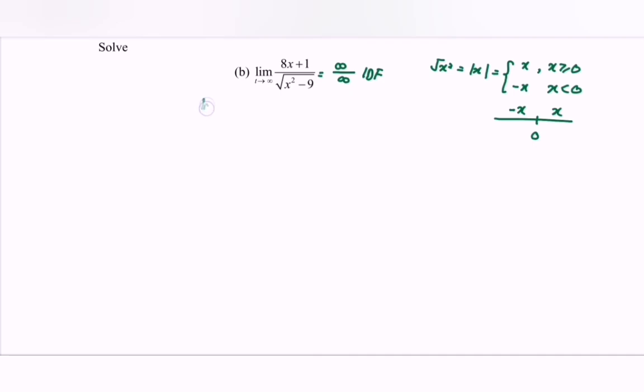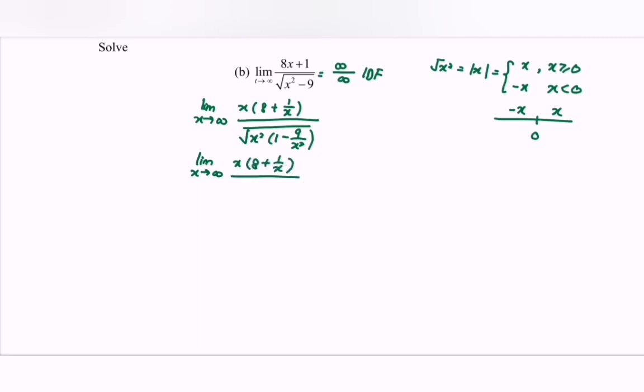So for this case, limit when x approaching the infinity, so we have to factor the x. So we have 8 plus 1 over x, over, we have the square root of x squared bracket, we have 1 minus 9 over x squared. Rewrite the situation. Limit when x approaching infinity, we have x multiply with 8 plus 1 over x, over, we have the square root of x squared, square root of 1 minus 9 over x squared. Notice that we have the square root of x squared, which is equal to modulus of x, and we have the definition.